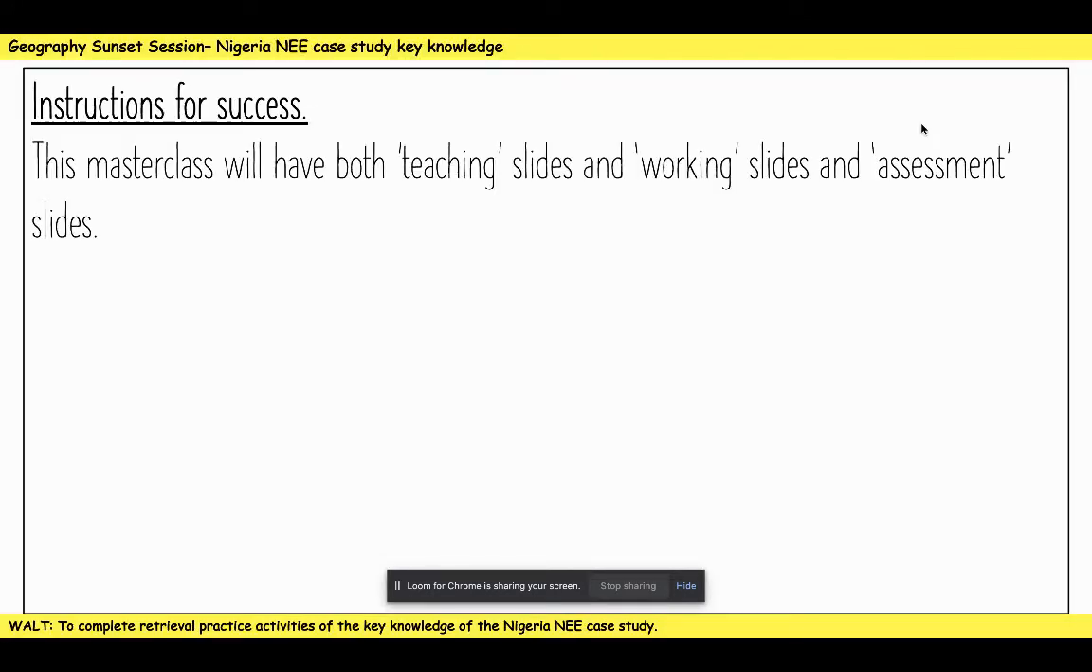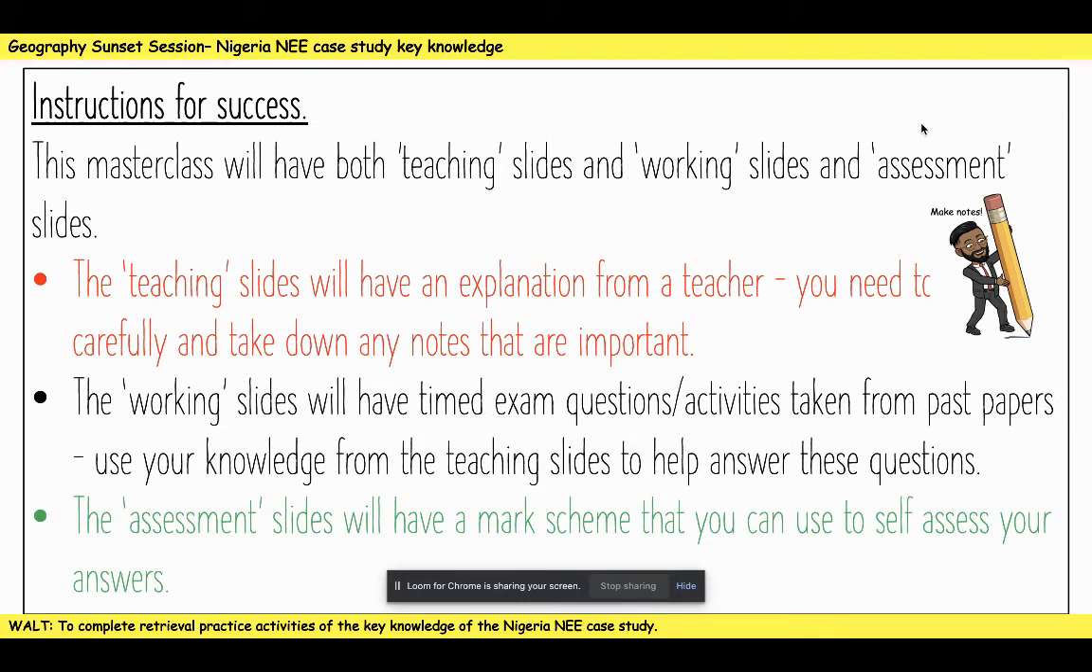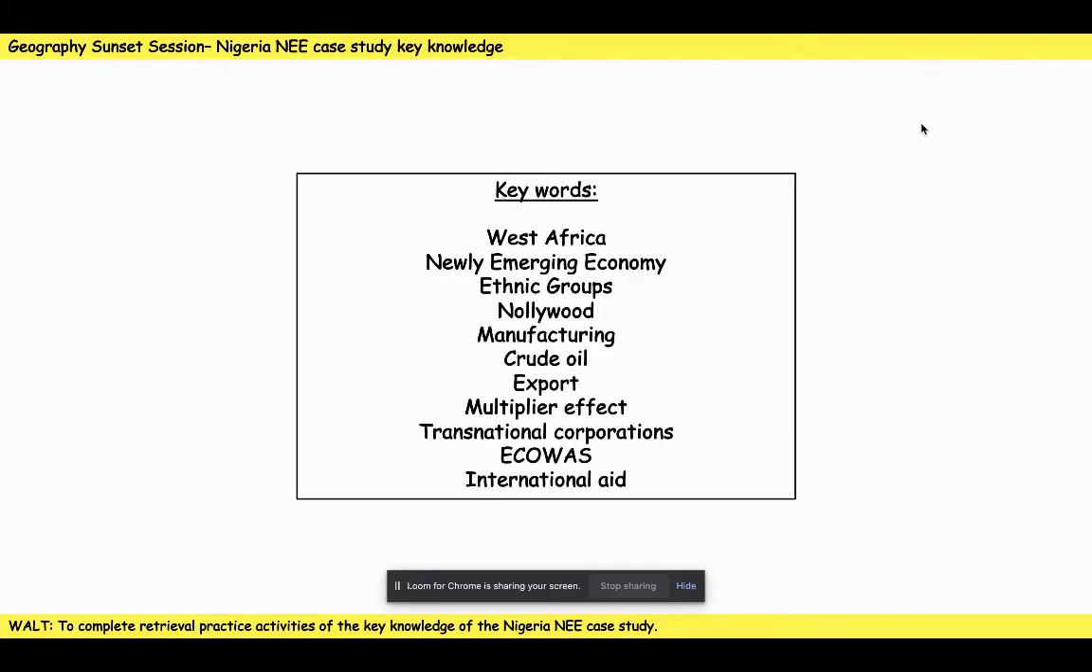So for this sunset masterclass, the teaching slides are done, but the working slides will be in black, and the assessment slides, where you have a mark scheme or criteria to mark your answers, will be in green.